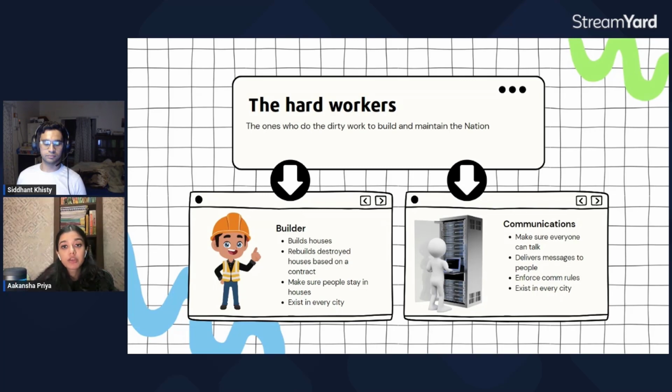Similarly, it goes for the communication, that all the telephone providers or internet providers are there in every specific city. They make sure that everyone can talk to each other, and the messages are being delivered efficiently and on time. If there are any communication rules that need to be enforced, they are responsible for that. And of course, they ensure that it exists in every city of the country.